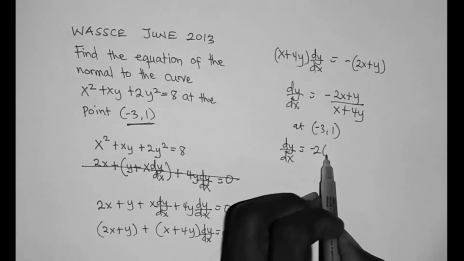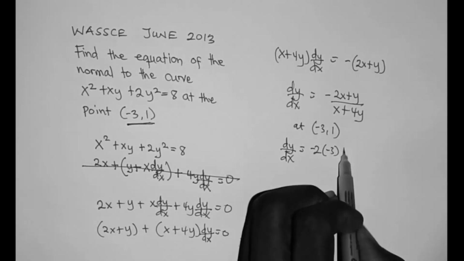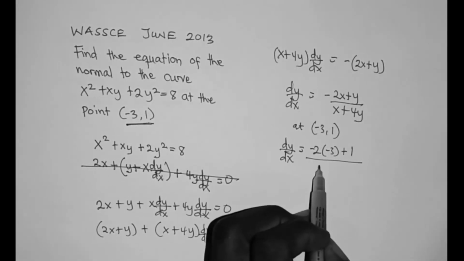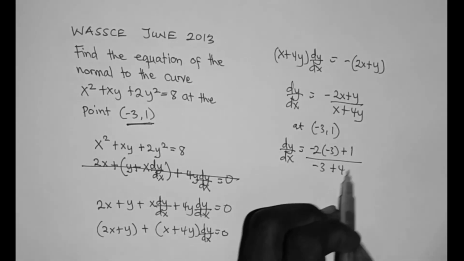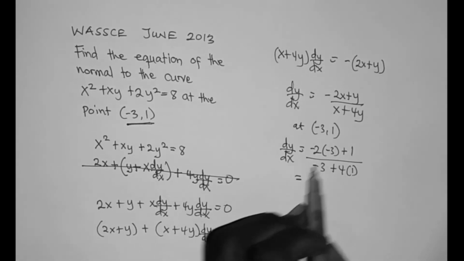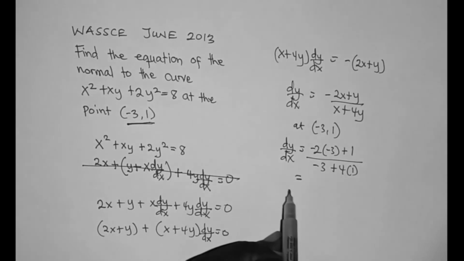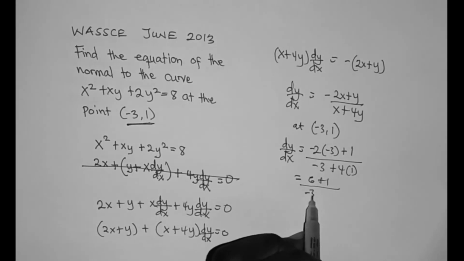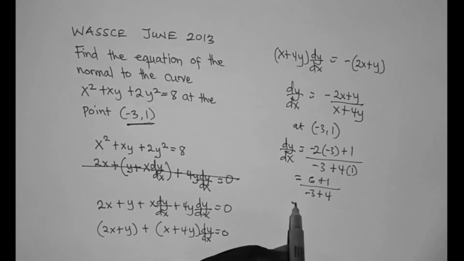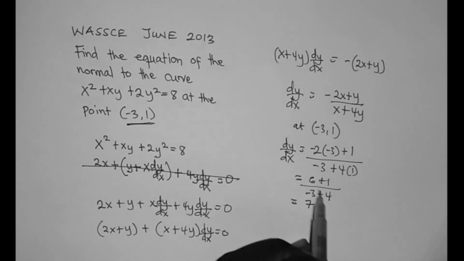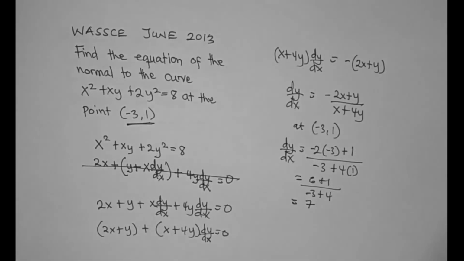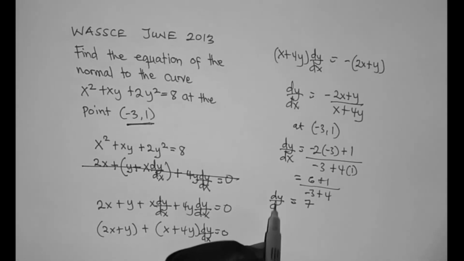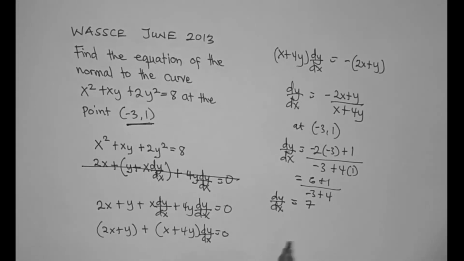So -2 times (x, x is -3, plus y, y is 1) divided by (x, -3, plus 4 times y, y is 1). So this is equal to -2 times -3 is 6, plus 1, divided by -3 plus 4. And this is equal to 6 plus 1 is 7, divided by -3 plus 4, which is 1. So 7 divided by 1 is 7, and therefore dy/dx is equal to 7. So we found the gradient m equals 7.